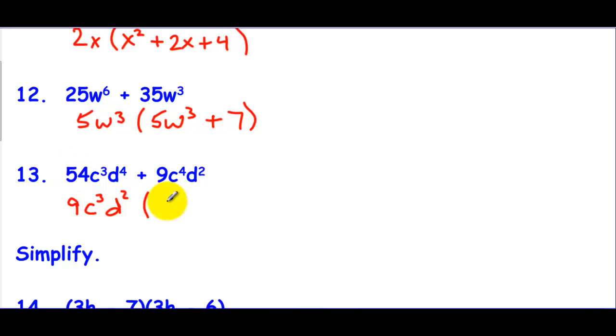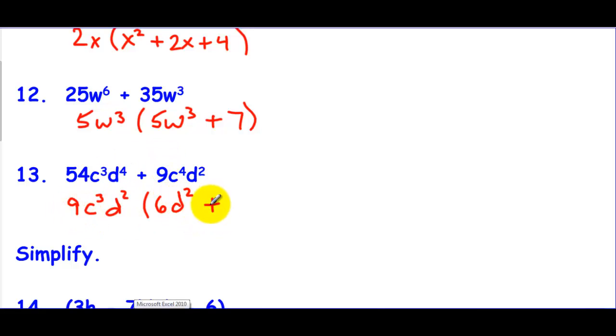I have to turn 9 into 54. That's times 6. C to the third into C to the third. Well, I don't need any more C's inside. I have all three of them right here. D squared, however, has to turn into D to the fourth, which means I need to put those extra 2 D's right there. Next term, okay, I need to turn 9 into 9.